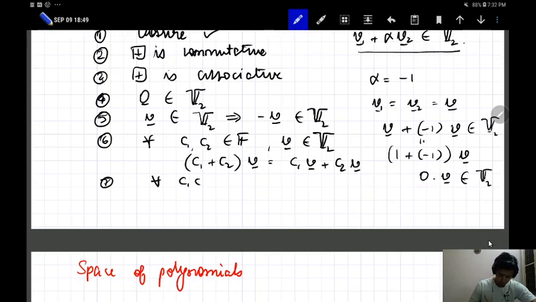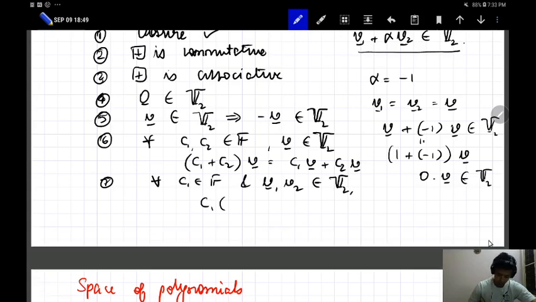For all c1 in F and v1, v2 in capital V2, c1 times (v1 plus v2) is c1 v1 plus c1 v2. This is also a property which comes from the space V1, because V2 is a subset of V1.